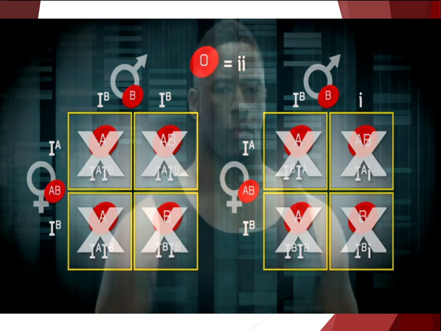Blood type is just one of many examples of genes that have more than two alleles in a population. In humans, eye color, eye shape, hair color, hair texture, and our physical body structure are all examples of traits that are determined by multiple alleles.